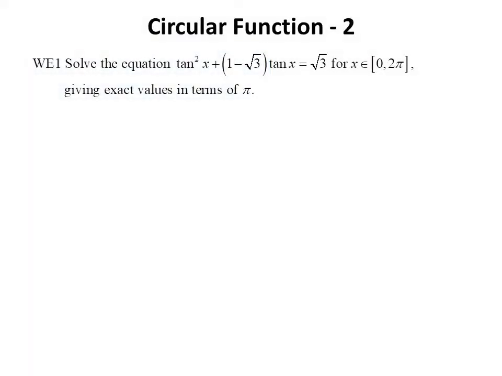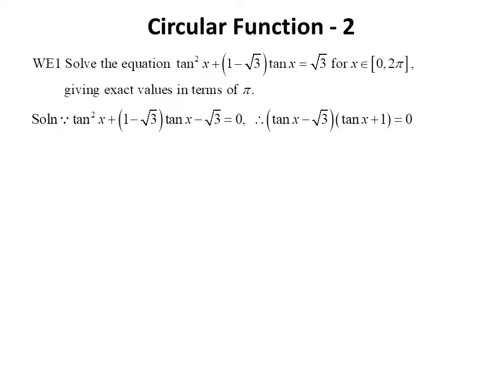Welcome to the second session of the circular function series. Here, example 1 is to solve an equation of tangent squared x plus (1 minus square root 3) times tangent x equals square root 3, given that x is between 0 and 2 pi, both endpoints inclusive.